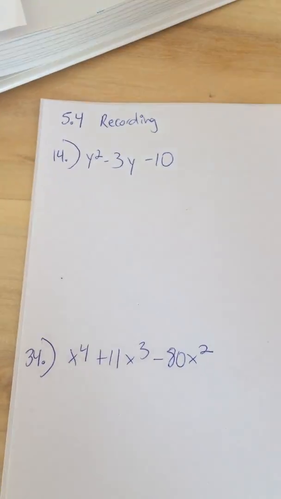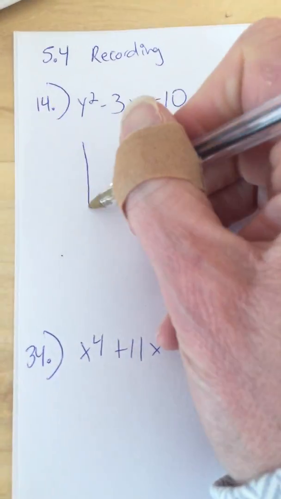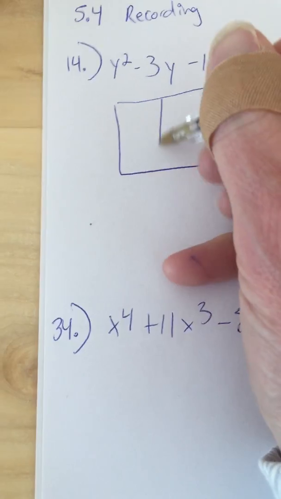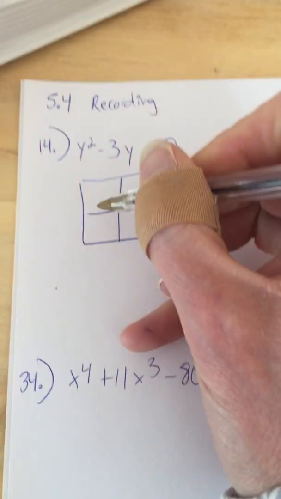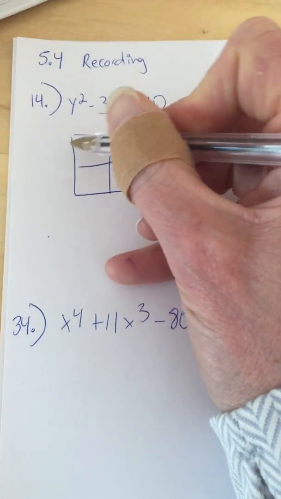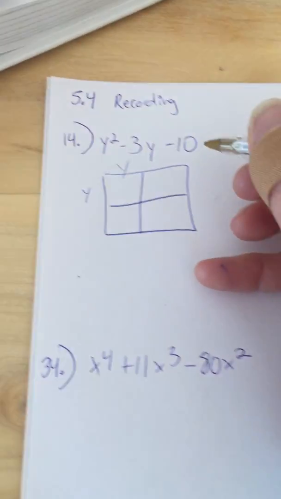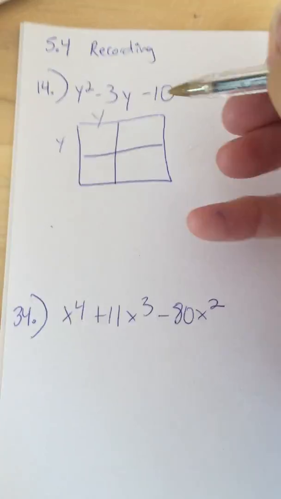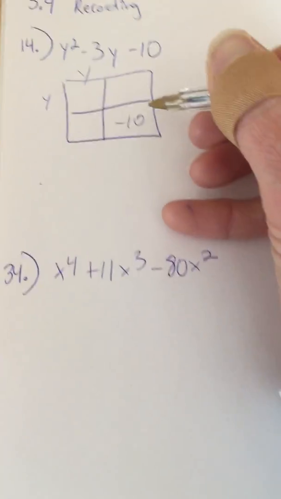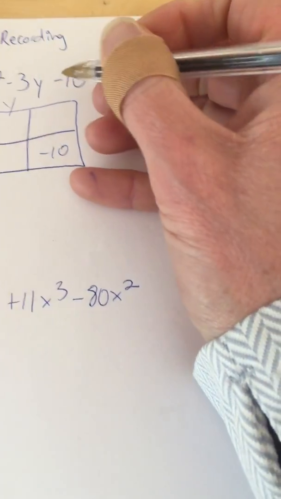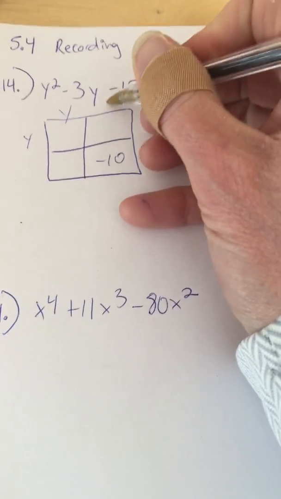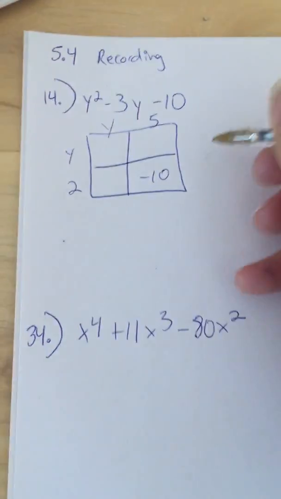Okay, factoring polynomials using the box method. Here we go. What's going to give me a y squared? y times y is going to give me y squared. And if I want a negative 10 here, I have some options.